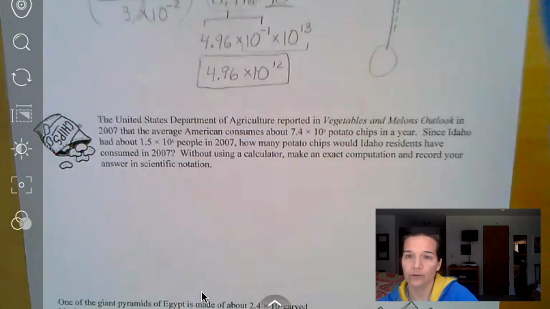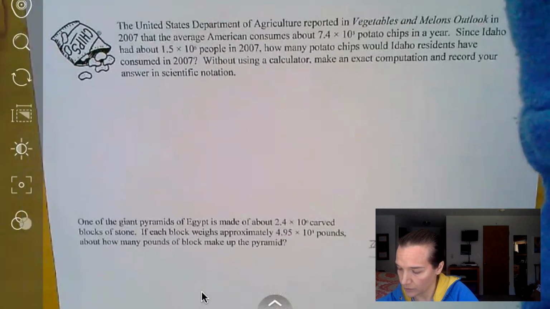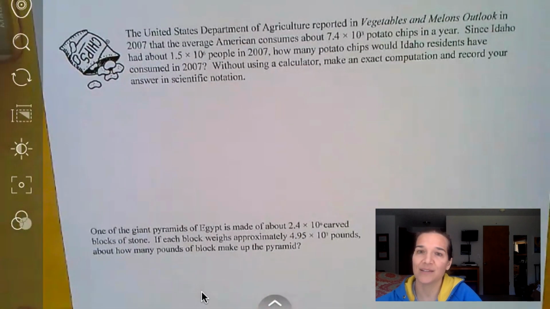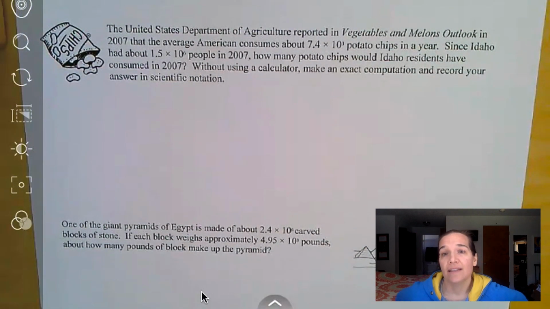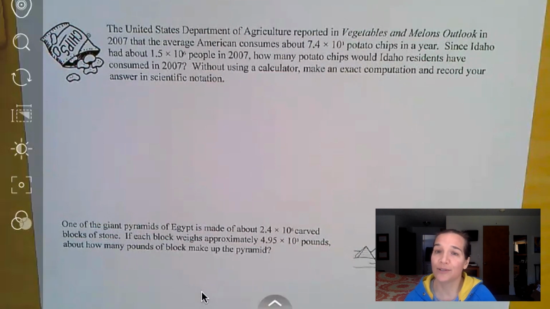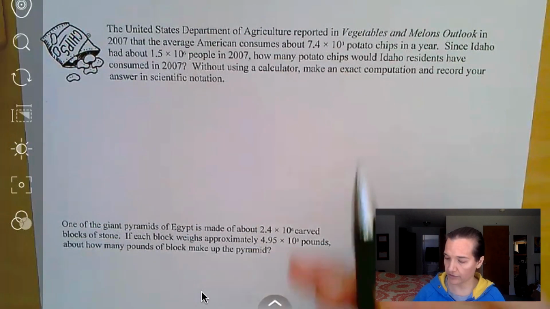All right. Ooh, food. And most likely potatoes? Potato chips. Okay. The United States Department of Agriculture reported in Vegetables and Melons Outlook in 2007 that the average American consumes about 7.4 times 10 to the 3rd power potato chips in a year. Since Idaho had about 1.5 times 10 to the 6th power people in 2007, how many potato chips would Idaho residents have consumed in 2007? Without using a calculator, make an exact computation and record your answer in scientific notation.